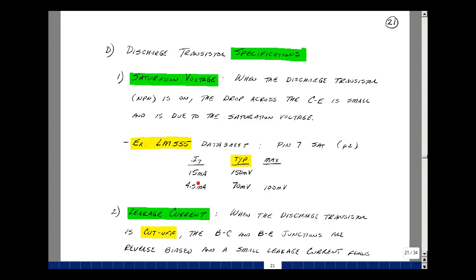This is going to change depending on how much current flows in the transistor. This is the current in the transistor shown in this data sheet. So the more current we pump into it, the bigger the drop across the transistor. Because again, it's not just a straight line up and down, but it has a slope to it.